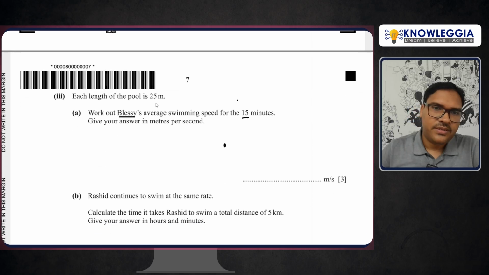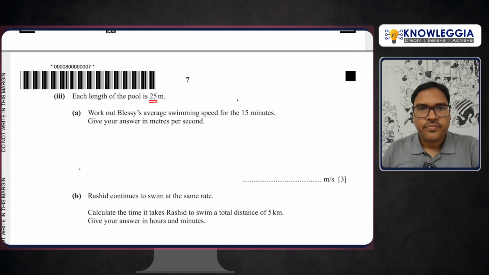Now the second part you can see here. Each length of the pool is 25 meters. Work out Blasi's average swimming speed for 15 minutes. Now, if the length of each pool is 25 meters, you have to write the average swimming speed. So what is the speed? Speed is equal to distance upon time.